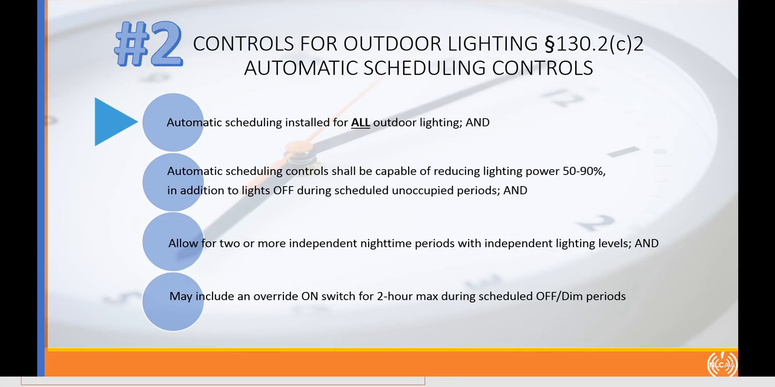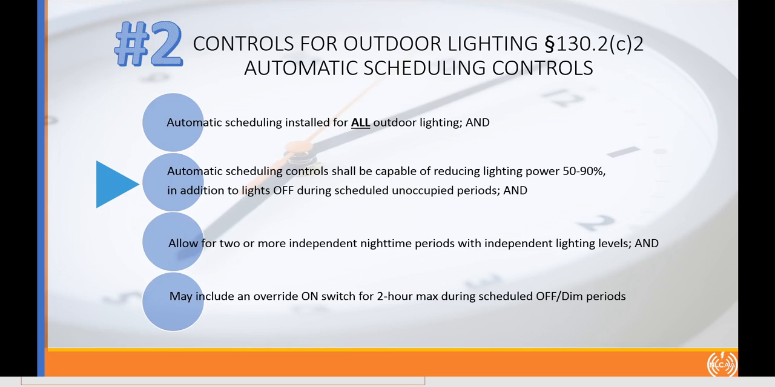Requirement number 2 for all outdoor lighting. Topic is automatic scheduling controls. Scheduling. I wonder what can do scheduling. Answer is time clock. So yeah, our lighting control system shall have a time clock, or the capability of setting schedules, which is a time clock. And so if we start looking at what we have to do with this time clock, this second statement here says automatic scheduling controls shall be capable of reducing lighting power 50 to 90% in addition to lights off during scheduled unoccupied periods.